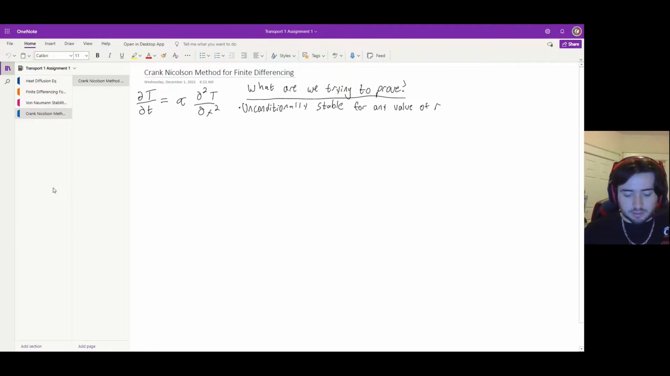And in the previous video for finite differencing, we found that when r was greater than 0.5, then our equation became very unstable. And so we're going to try and fix that in this video using the Crank-Nicolson method. We're going to be using the same breakdown of this equation that you see on your screen here.